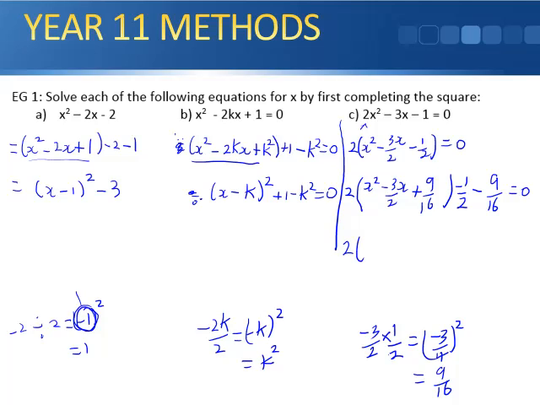I've still got the 2 there. That bracket will factorize to x, and remember, there it is, -3/4 minus 3/4, all squared. Now, I might as well try and do this a bit better.